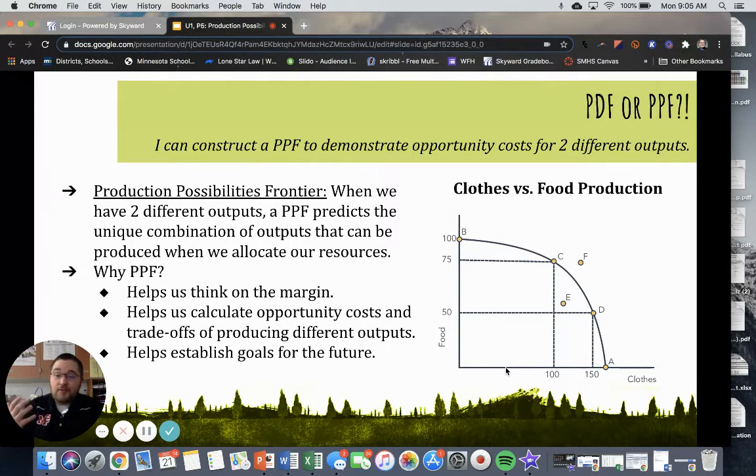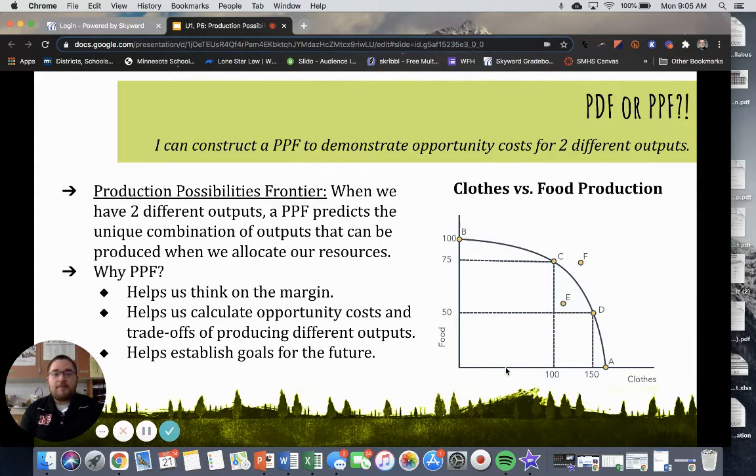So why do we use PPFs? Well, first, it helps us think on the margin. So it helps us think, if we produce 10 units of this, how many units of this other good can we produce? It helps us calculate opportunity costs and the trade-offs of producing different combinations of outputs. And it also helps us establish goals for the future. So those are the three key reasons why we utilize PPFs.